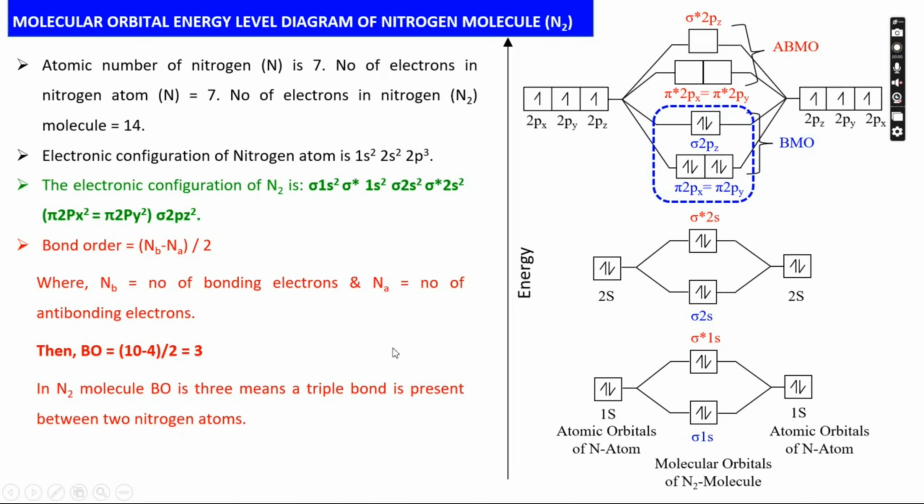Now determine the magnetic property of this molecule. Since the nitrogen molecule doesn't have any unpaired electrons, it will have diamagnetic property. If it has unpaired electrons, it is paramagnetic. Since the nitrogen molecule doesn't have any unpaired electrons, its magnetic property is diamagnetic in nature.